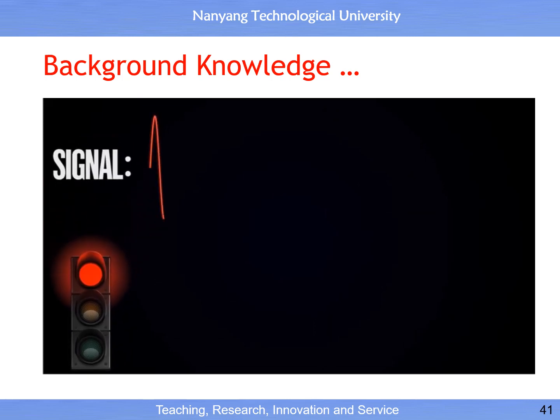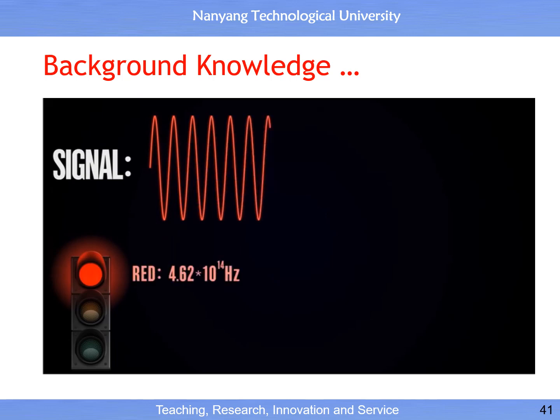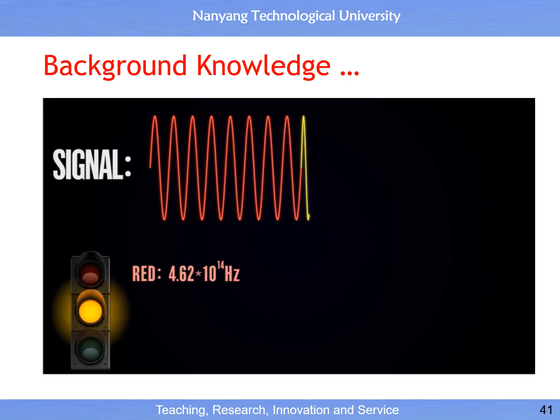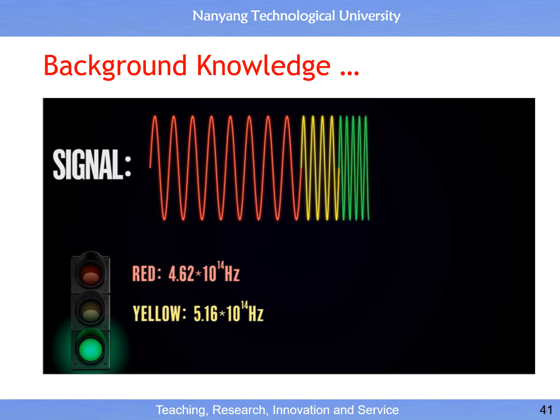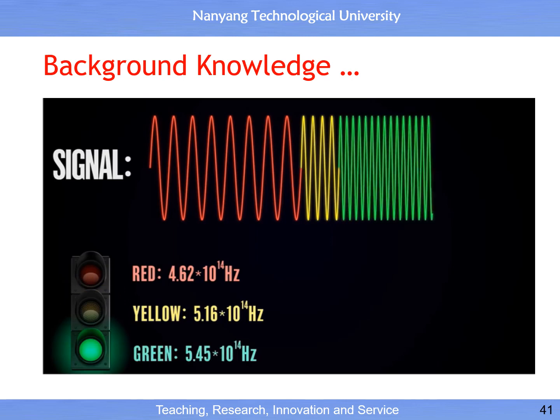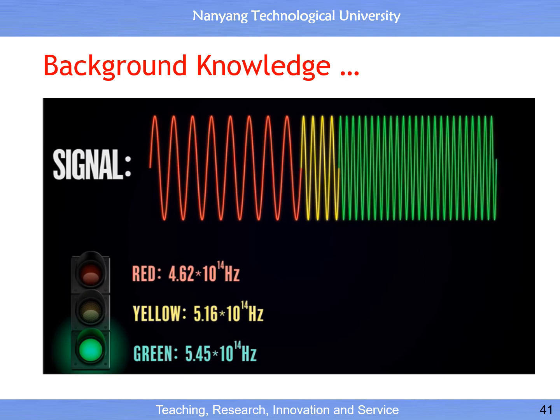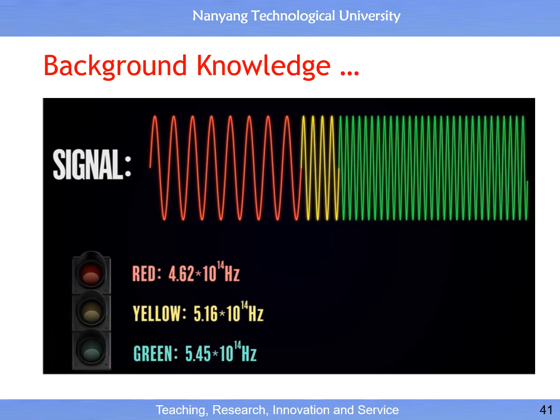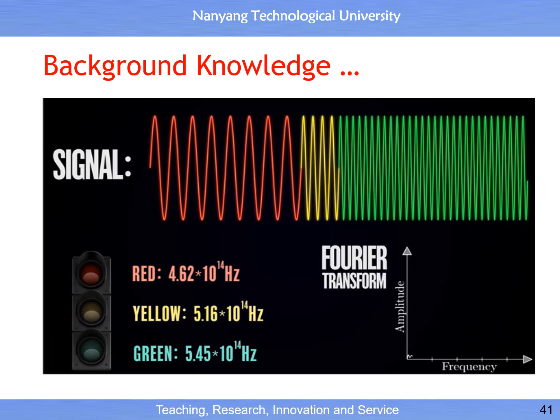At first, it will be red for a while, which corresponds to an electromagnetic wave with a certain frequency in the visible spectrum. Then, for a few seconds, it will glow yellow, which has a slightly higher frequency, and finally, for some time, it will be green, which is a wave with even higher frequency. Obtaining a Fourier transform of this signal will give us three peaks, only telling which frequencies are present. We can indeed see that the signal is made up of three colors, red, yellow, and green.